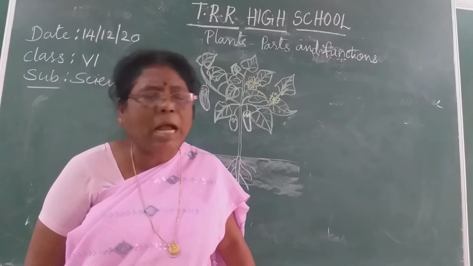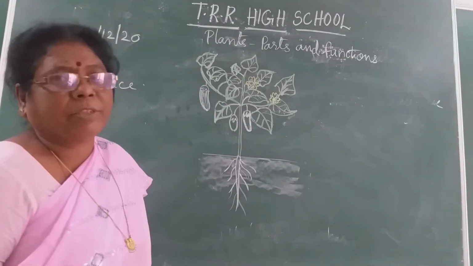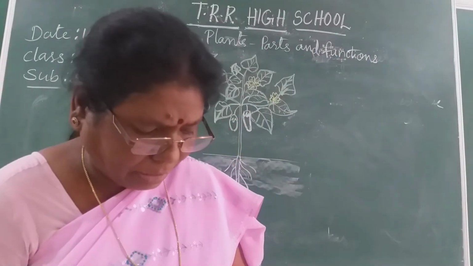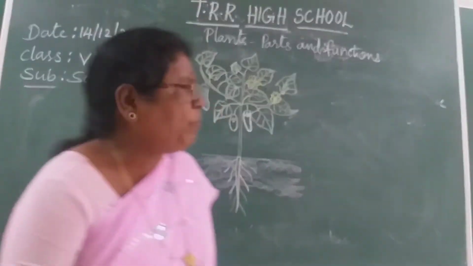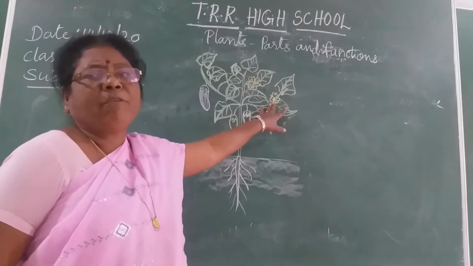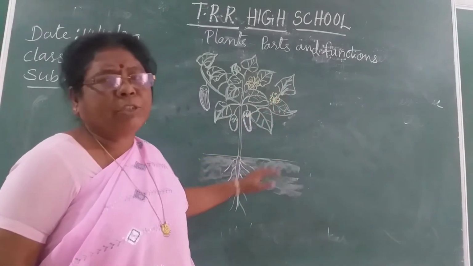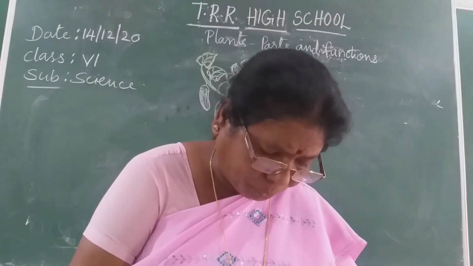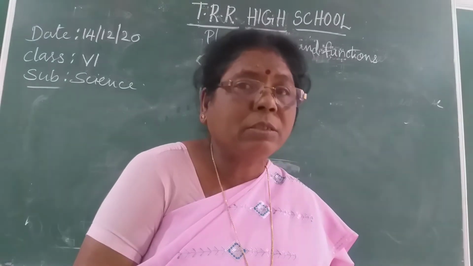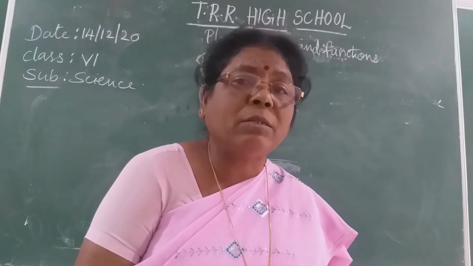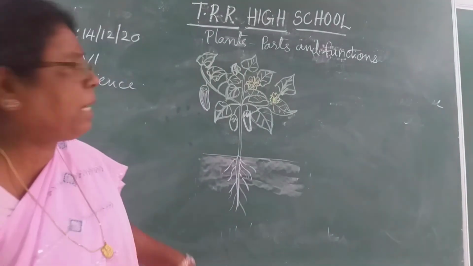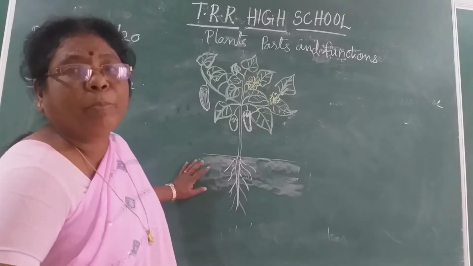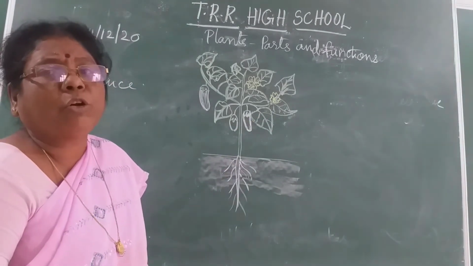Almost all the plants have root, stem and leaves. These are the parts present in all the plants. Have you seen any plant without flower? Have you seen any plant without leaves? Have you seen any plant without roots? This is a question for you. What are the common parts you will observe in the plants? Almost all the plants will have the root, stem and leaves.